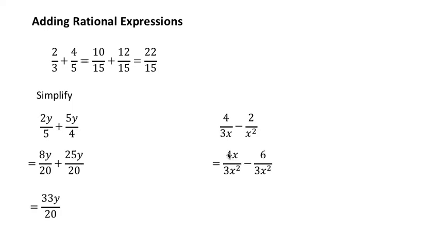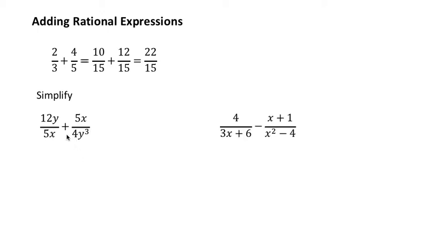Okay, so I want to get 3x squared on the bottom here, so I've got to times top and bottom by x, sorry. And I've got to times this by 3, bottom by 3, so times the top by 3. Okay, there we go, and finish the question off. 4x minus 6 on the top. Alright, so that's how you add fractions that have got unknowns in them. Let's try it a little bit harder.